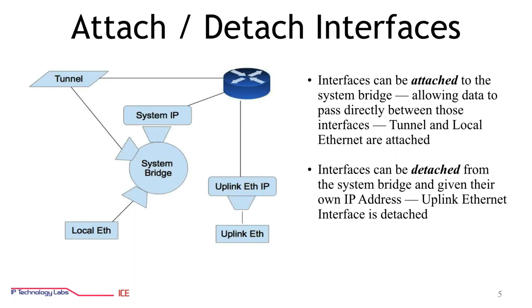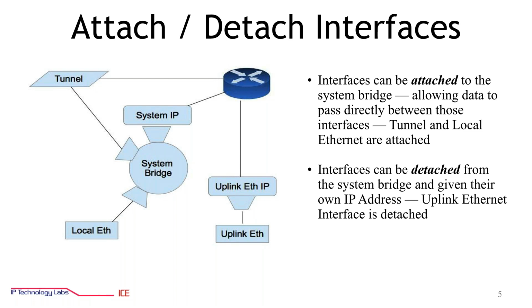So this diagram shows you, and we're going to talk extensively about this over the 3 days, attaching and detaching interfaces. If you look at the two interfaces, the tunnel interface and the local Ethernet interface on the left side of the picture, both of those interfaces are attached to the system bridge. So I can transparently pass traffic between the local Ethernet interface and the tunnel interface. On the right side, the uplink Ethernet interface is detached from the system bridge, which means that I can give it its own IP address, and then I can route between the uplink Ethernet interface with its IP address and any other interface within the device.